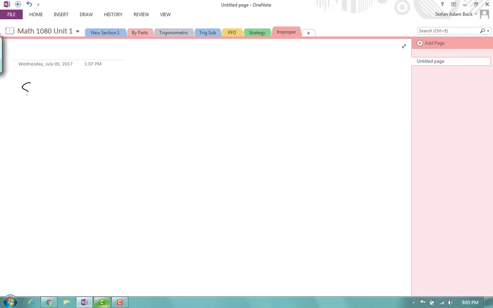7.8, though, is improper integrals. And I don't mean the kind that you get when you don't write the notation correctly, but specifically ones that don't fit the definition of the definite integral. And there's classically basically two types of improper integrals.